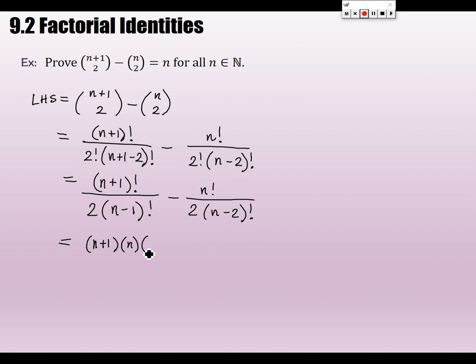So n plus 1 factorial is n plus 1 times n times n minus 1, etc., over 2. That's n minus 1 factorial, minus n times, well, I'll give you another second here to finish it. I don't want to steal all you're doing. When you get n, you're done.